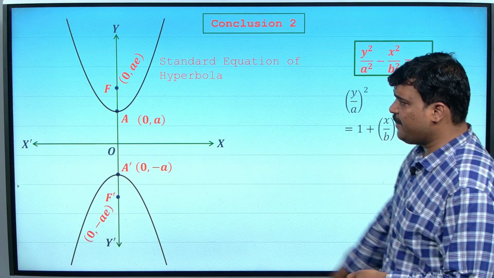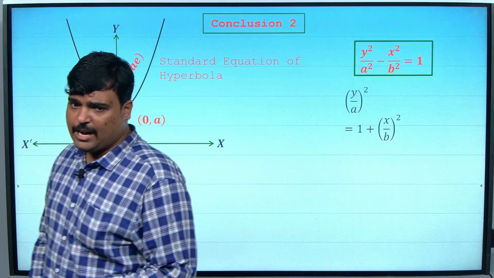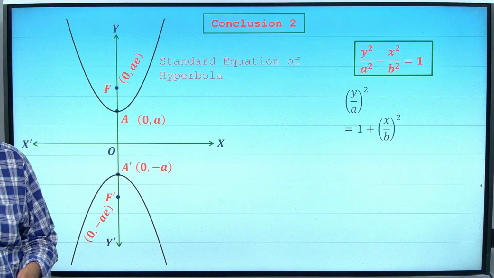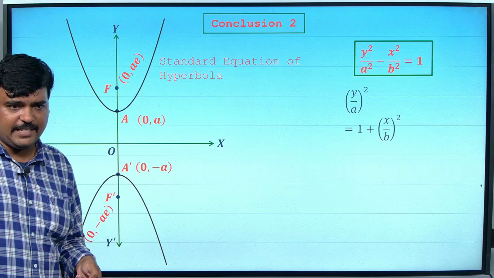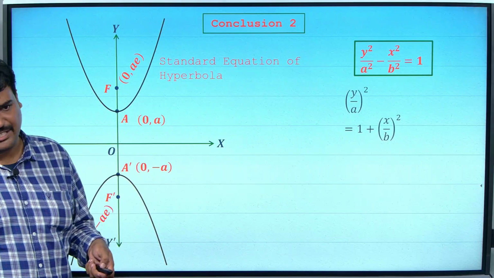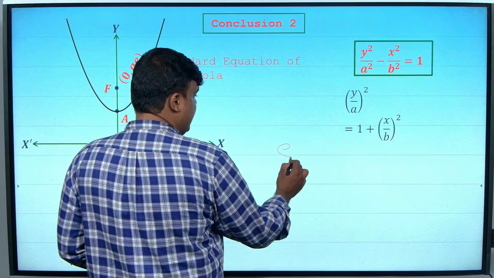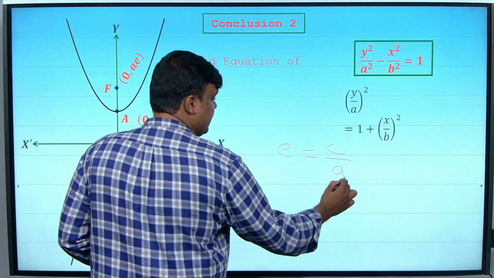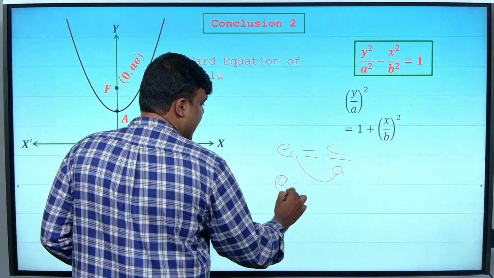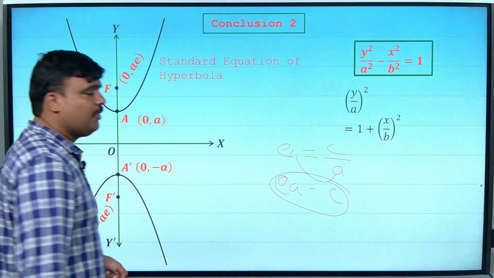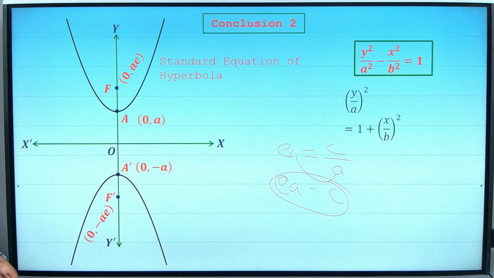So conclusion 2 is just the same equation but in a different form. See, the focus is going to be plus or minus a e comma 0; don't forget. In the ellipse it is c comma 0, but here it is a e. What is a e? It is nothing but c, because what is the relation of e? e is c by a. So a e is c only, no? Don't get confused. Okay, it is c only, but they have given it in a different way. What is the formula for c? a e. So they have given that.